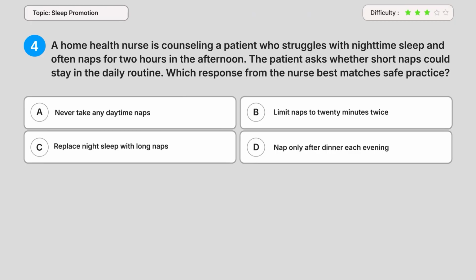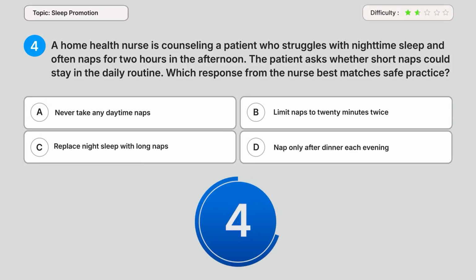A. Never take any daytime naps. B. Limit naps to 20 minutes twice. C. Replace night sleep with long naps. D. Nap only after dinner each evening. What do you think is the answer?